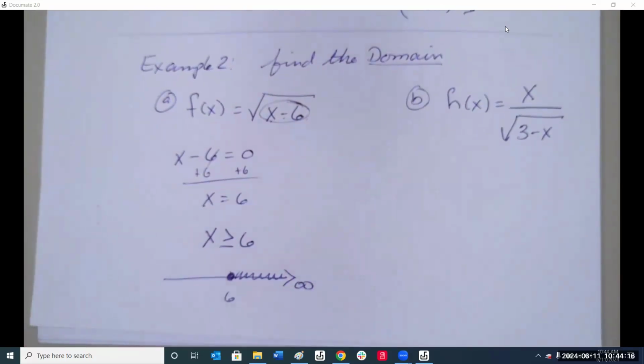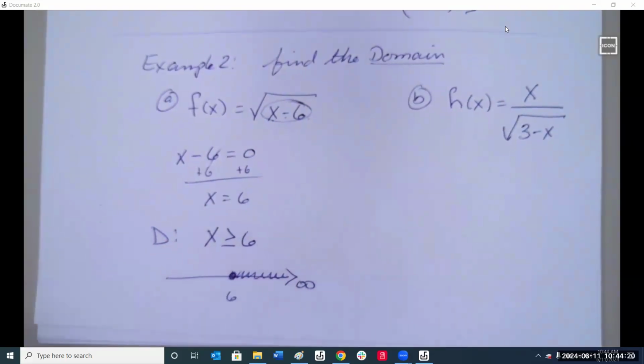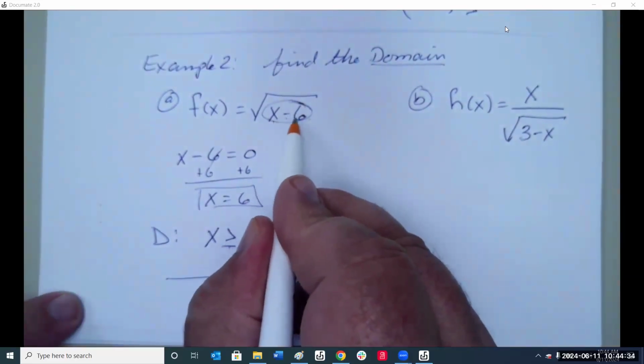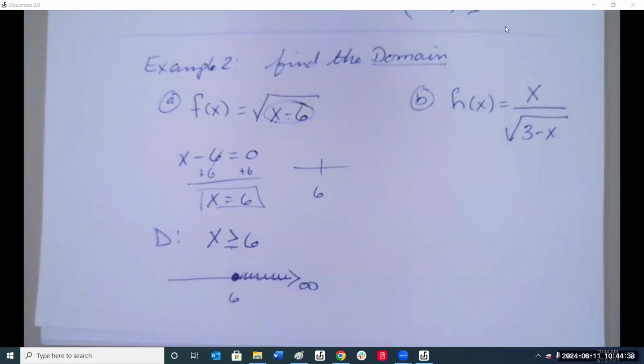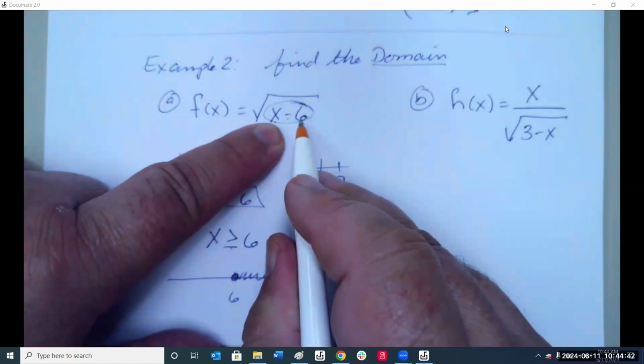Those are my solutions. So this is my domain. X is greater than or equal to 6. How do you determine the sign? What do you mean, what sign? This thing? Well, let's see. I know that 6 is the smallest I can use because it makes it 0. So I know I have to start off at 6. If I use 7, will that be good?